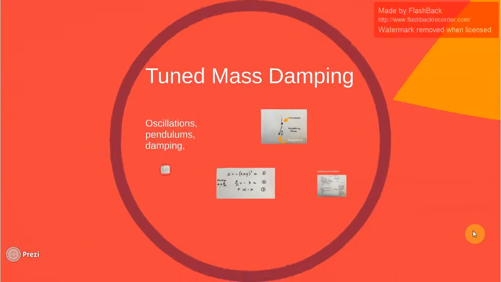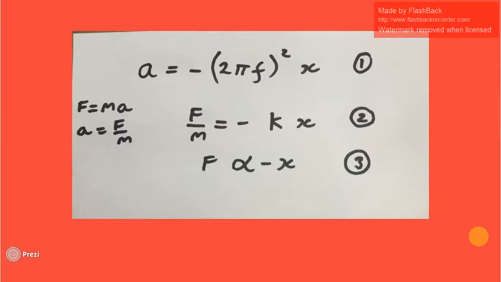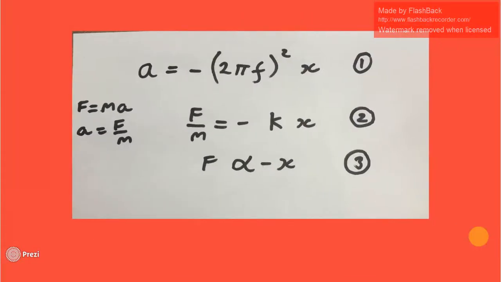Tuned mass damping uses a large pendulum to counteract horizontal forces. To model this, you can use oscillation equations. An oscillator is a system where, when you displace a mass from its equilibrium position, you will experience a restoring force. This is given by the equation acceleration equals minus (2 pi f) all squared times the distance from equilibrium position. The negative sign shows that the force is always opposing the direction of motion. For a pendulum, the weight of the mass provides this force.